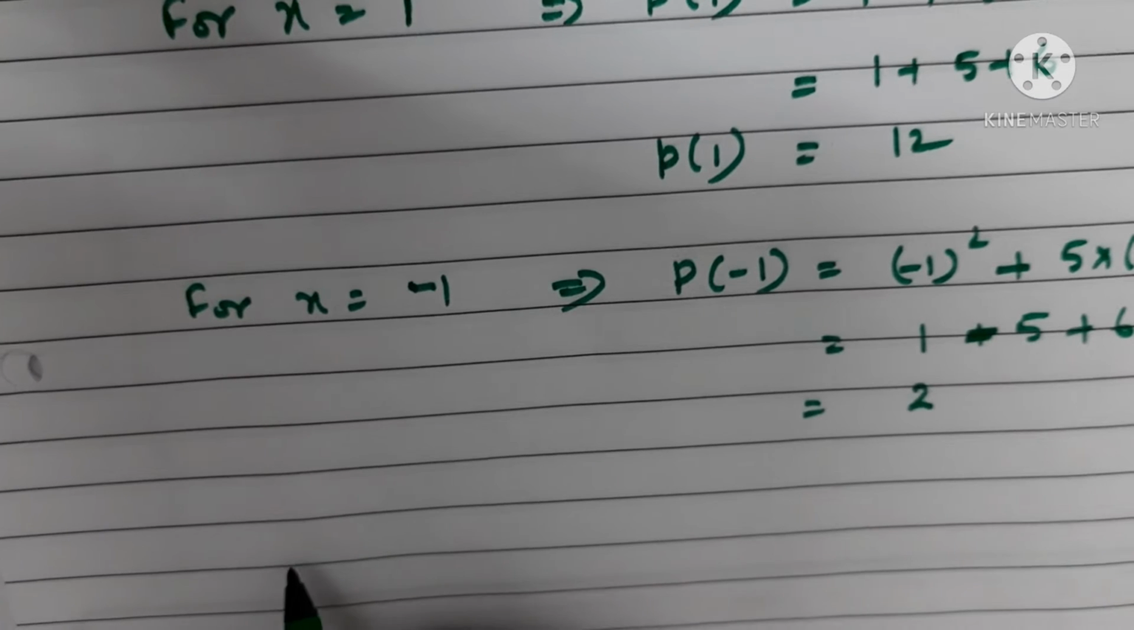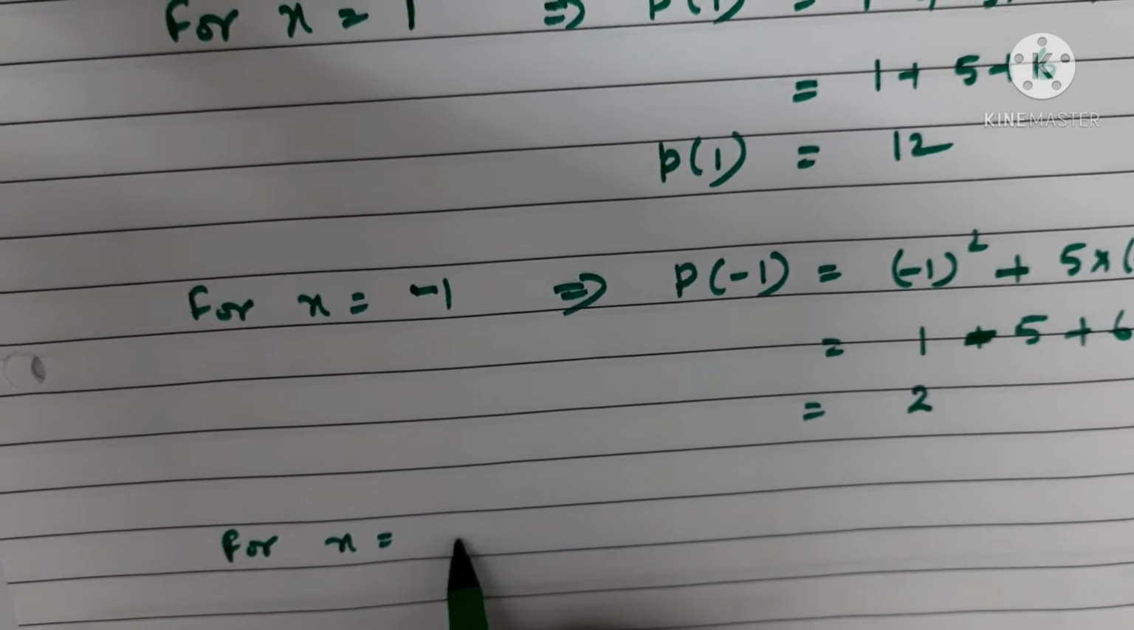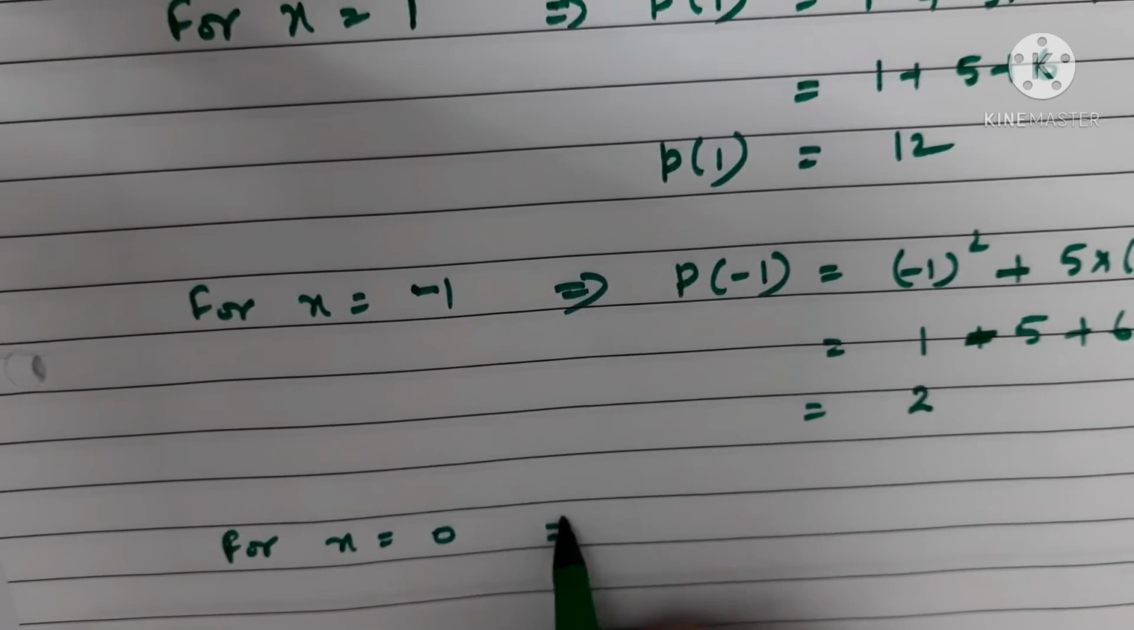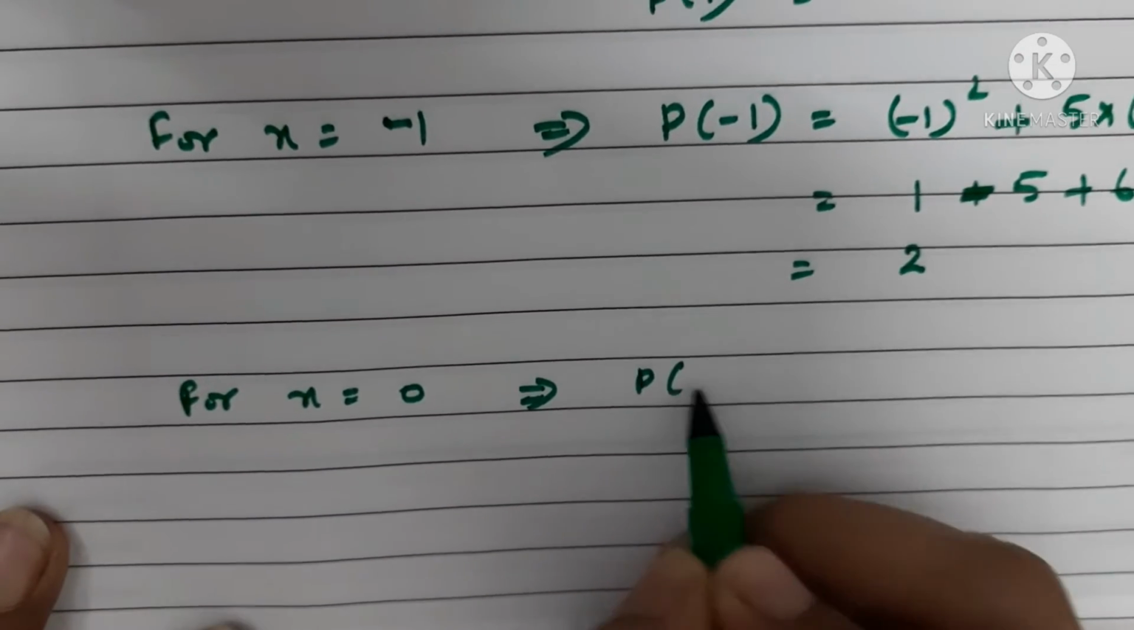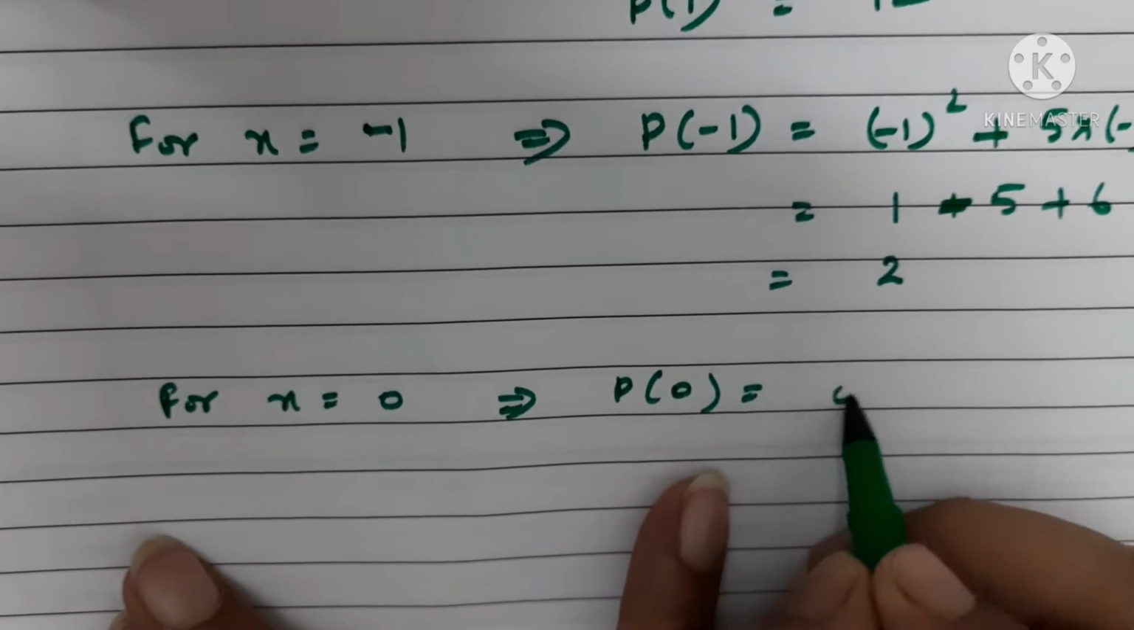Now let us find for x equal to 0 and see what we get. You will get p(0): in place of x, we are going to put 0.